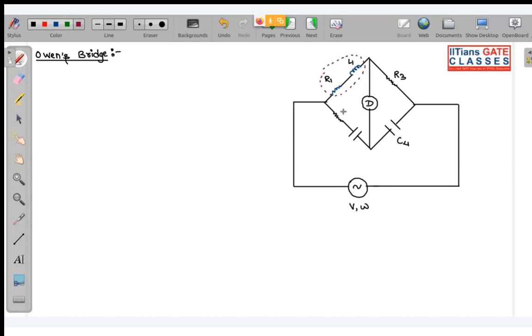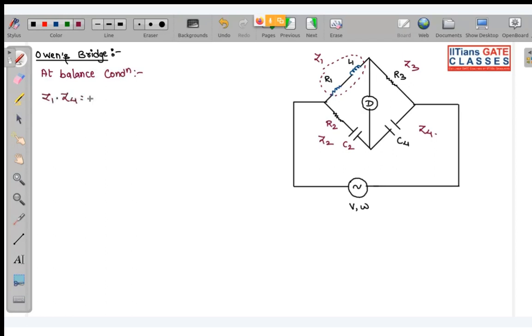So how do we do the analysis? Analysis part is still the same. I forgot to write, this is R2, this is C2. So analysis part is still the same. At balance condition, let this be Z1, this be Z3, this be Z2, and this be Z4. At balance condition, what will happen?